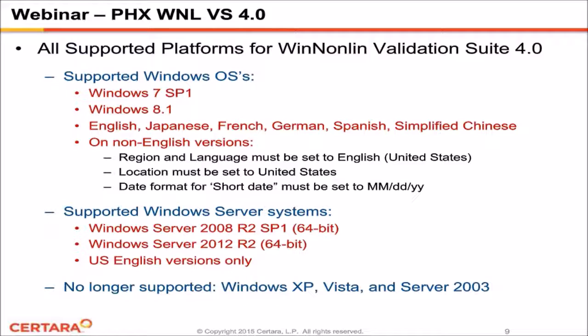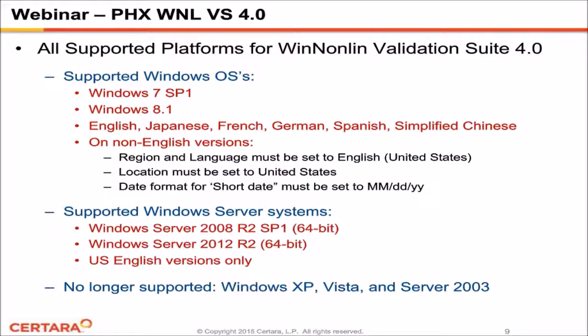So we'll cover all the supported platforms for the WinNonlin Validation Suite 4.0. In terms of operating systems, we support Windows 7 Service Pack 1 and Windows 8.1, and on those systems we support the languages of English, Japanese, French, German, Spanish, and Simplified Chinese. On the non-English environments, however, you will need to set your region and language to English United States.